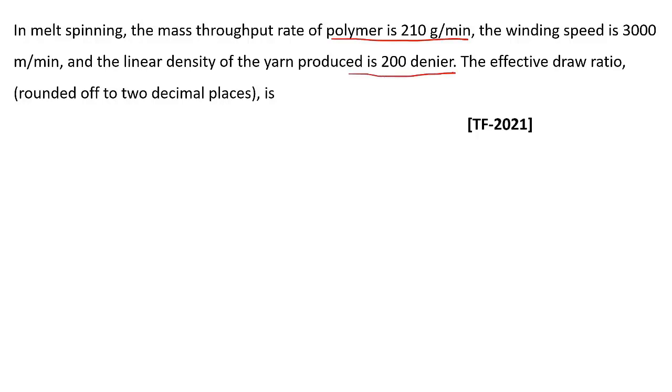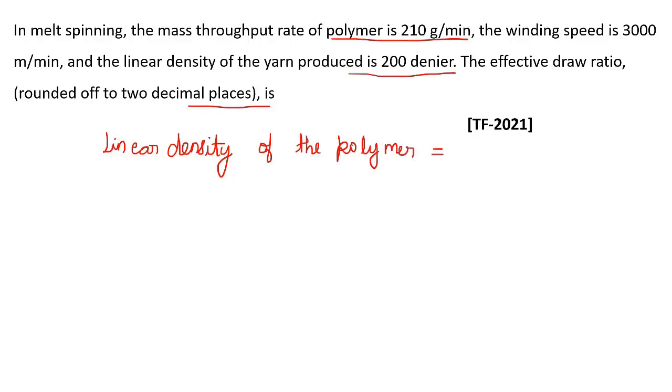The effective draw ratio rounded off to 2 decimal places is, you have to find the draw ratio in this case. It is a 2 mark question, NET type of question, and there is no negative marking in these types of questions, so you can answer this question. So just starting this question, the linear density of the polymer, if you write, is the mass throughput rate upon the winding speed.